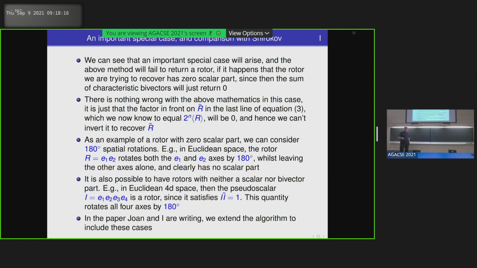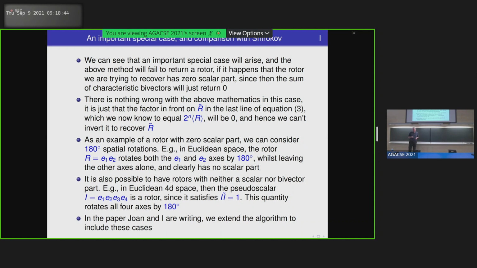And it's also possible to have rotors with neither a scalar nor a bivector part. For example, in 4D Euclidean space, the pseudoscalar e1e2e3e4, you might not think of it as a rotor, but it is, because it satisfies I I-reverse equals 1. Okay, so in what way is it a rotor? It rotates all 4 axes by 180 degrees.